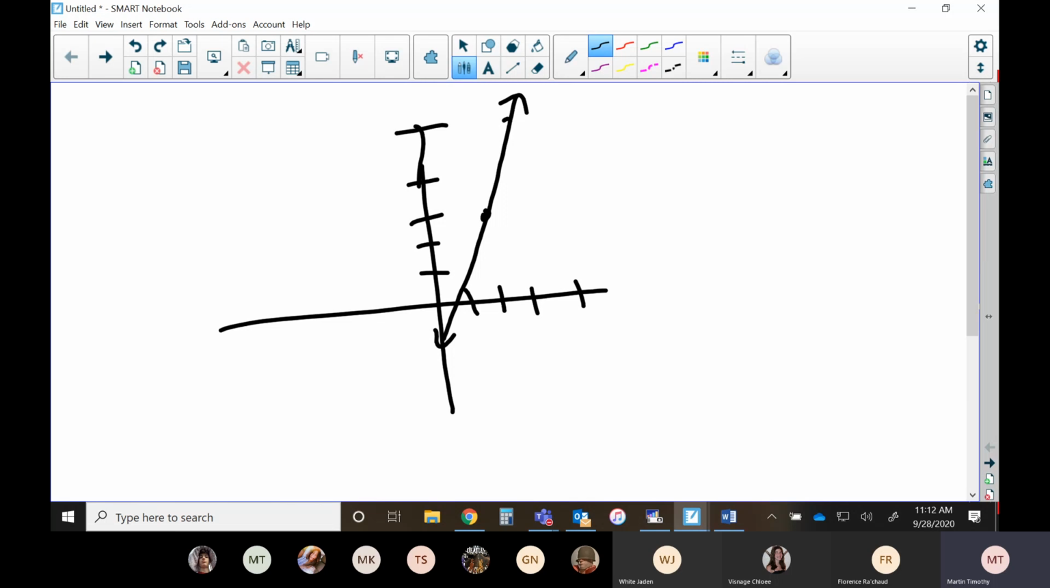Well, first off, what would point slope form be? I always start off with just the generic. What would the point slope form be? Y minus y equals m x minus x. Yes?